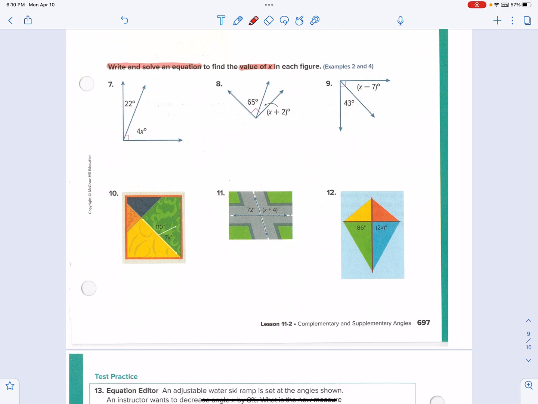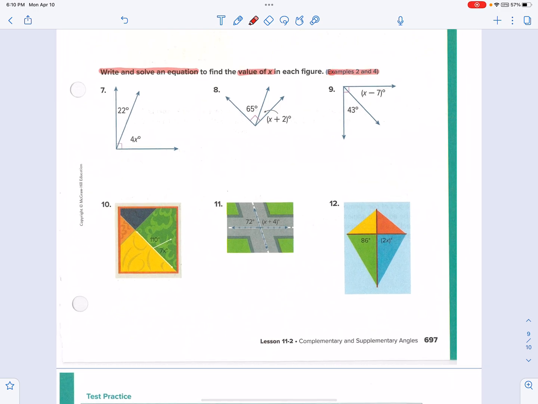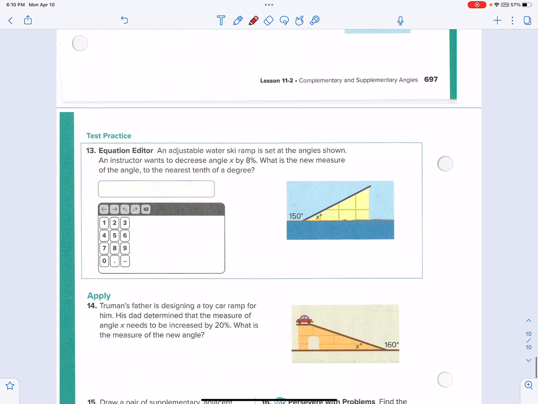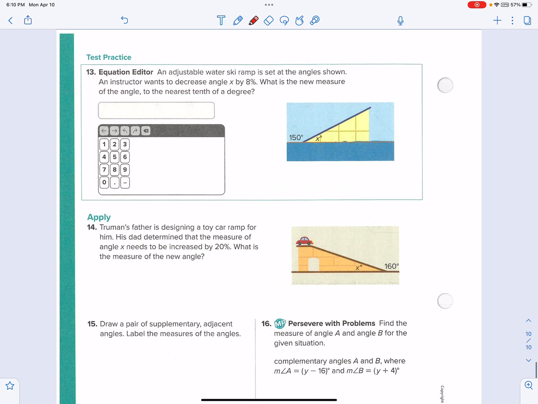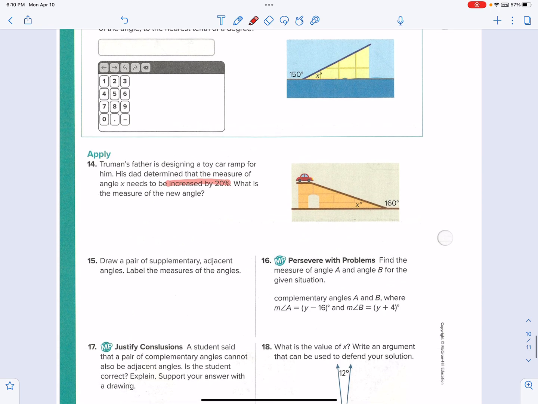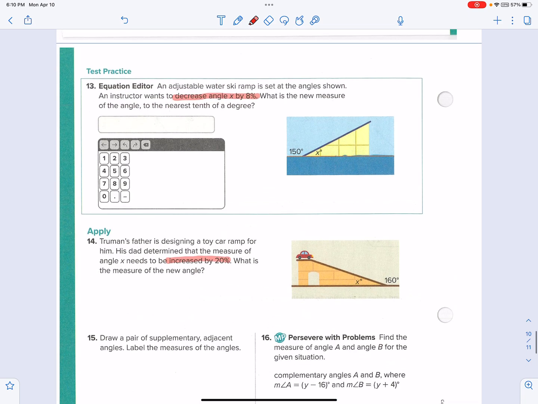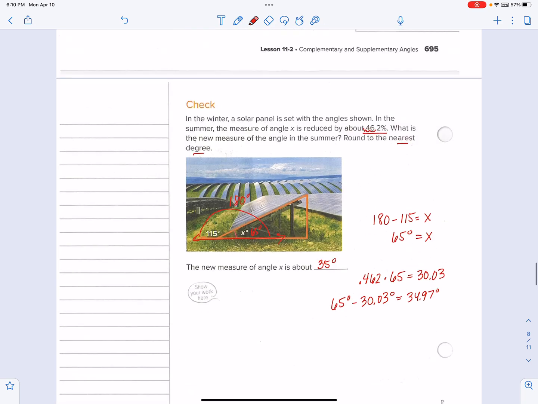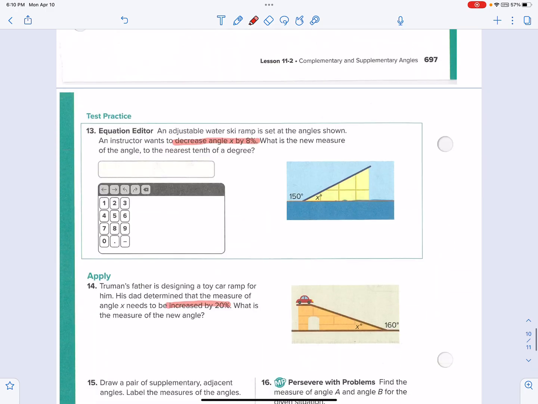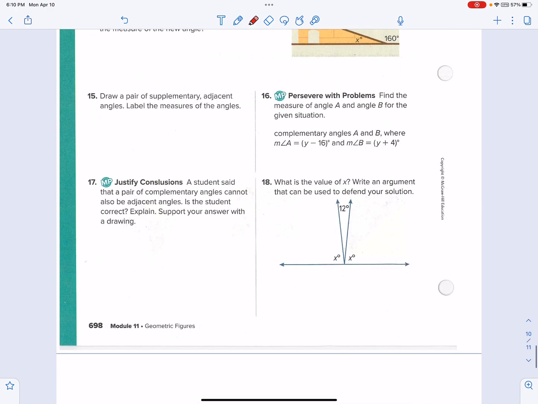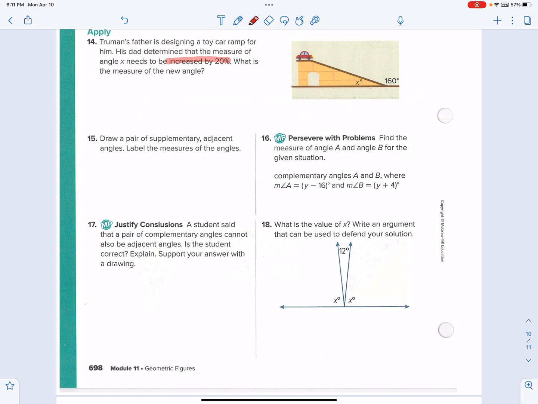Okay. So you can also see they're telling you it's just like examples 2 and 4 if you need to go back up and look. On the back, these are your decreasing problems. Here's an increasing by 20%. And so these are similar to the problem we did right here, if you need to go back up and check. And then 15 through 18 are just going to be a variety of different things for you to think about and write about. So go ahead and get those done, and then we'll check that the next day.